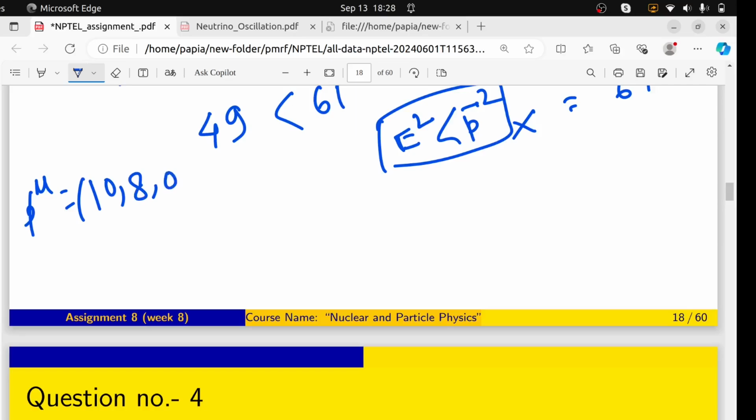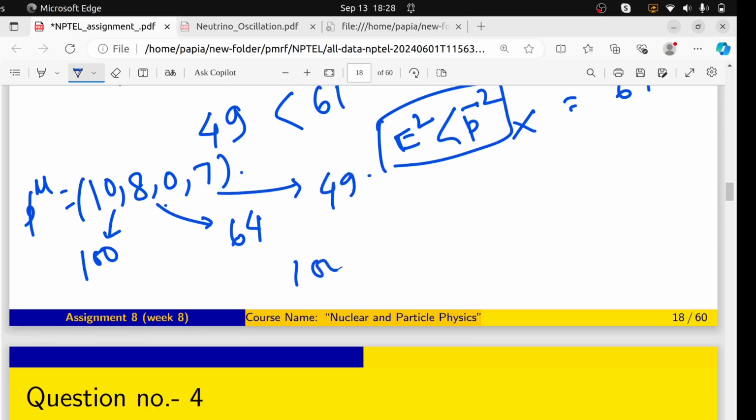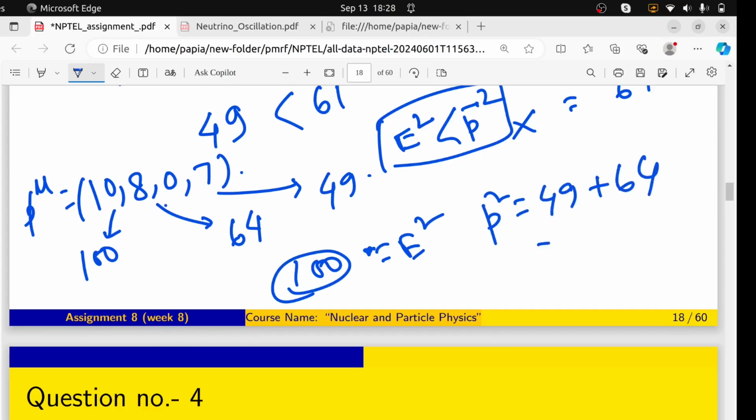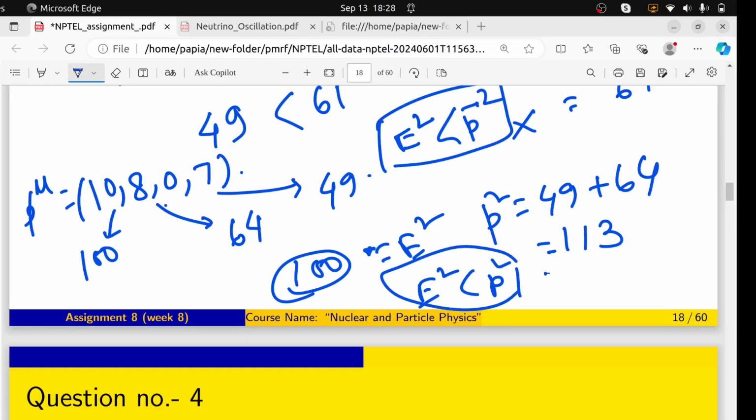So let me write here 100, this is 64, this is 49. Now you can also see that 100 is the E square, and for P square it is 49 plus 64. How much is the value? It is like 113. So obviously E square is less than P square. That is also not the correct one.